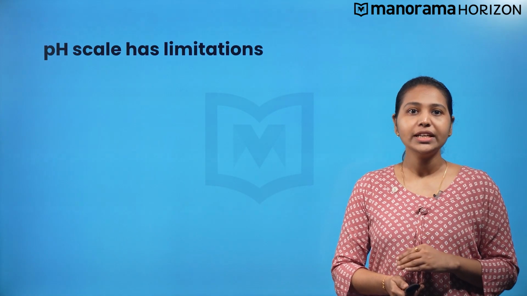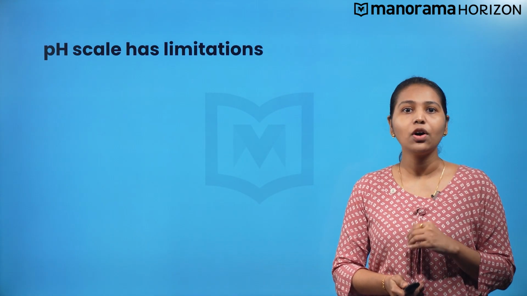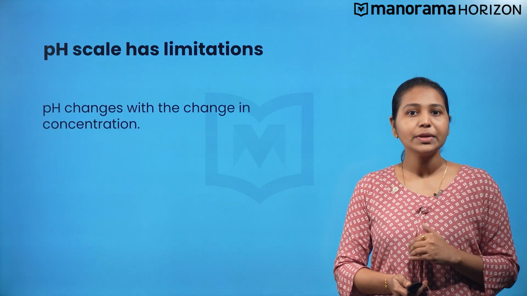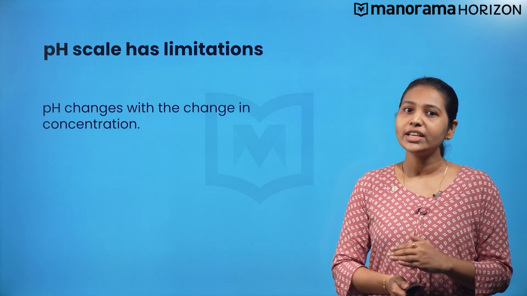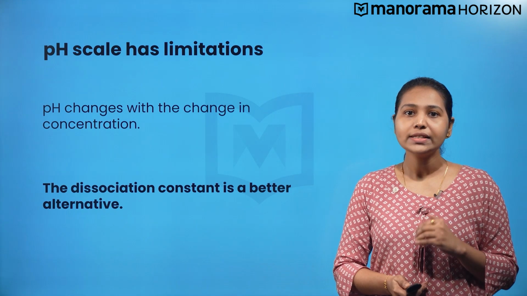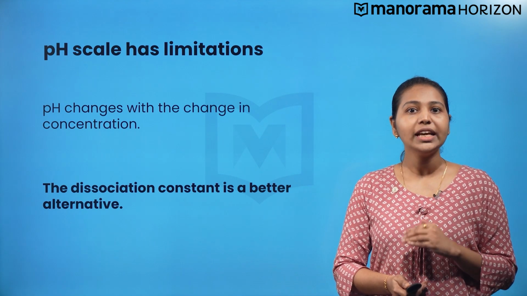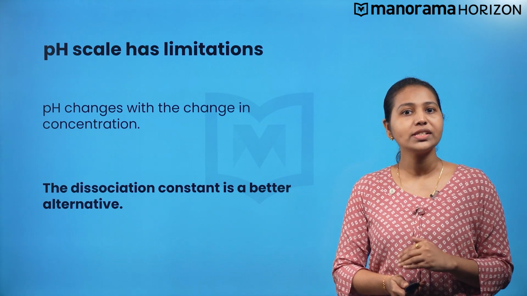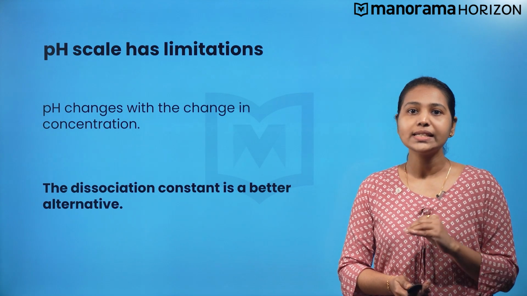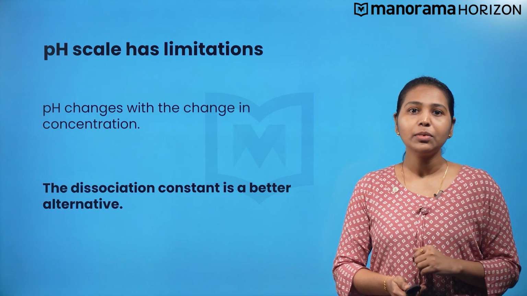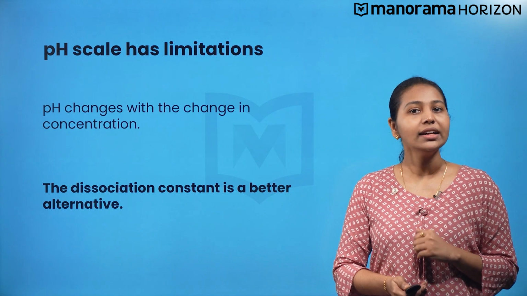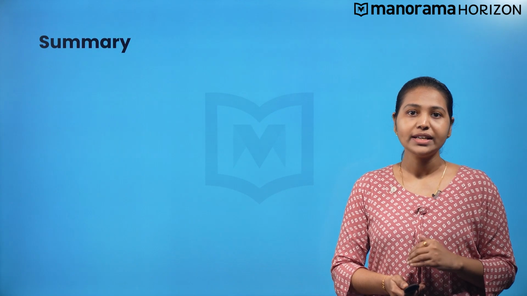However, the use of pH to indicate the strength of acid or base is limited. This is because pH changes with change in concentration. Therefore, the dissociation constant was found to be a better alternative to express concentration in the case of weak acids and weak bases. We will learn about the concept of dissociation constant in our next video. Now, let's summarize what we have learned.